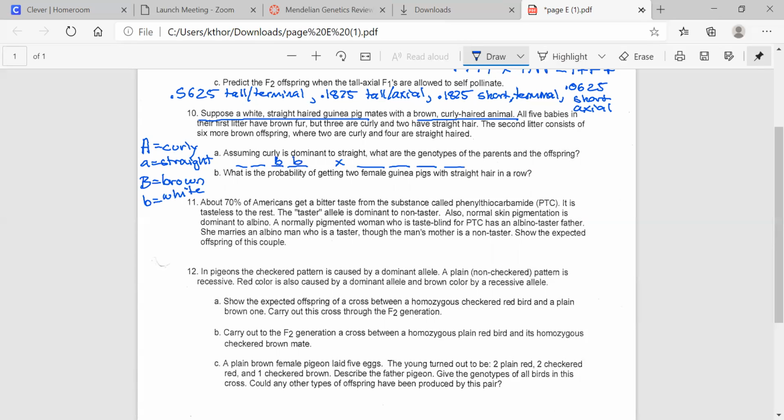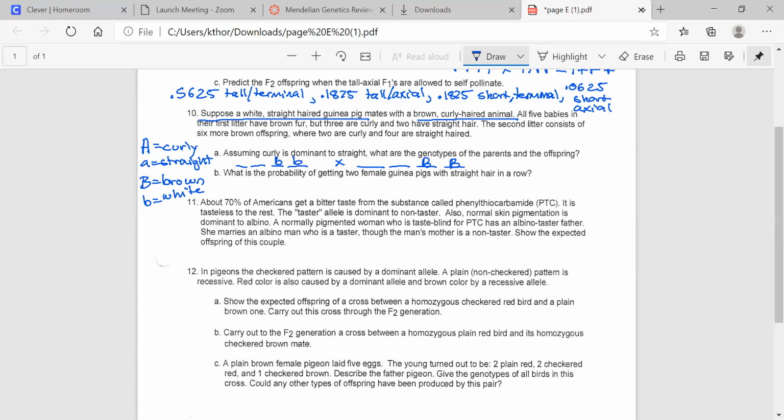It's going to be recessive. And it looks like the other parent would be homozygous dominant for that because all 5 babies are brown. But it looks like it's going to be 50-50.